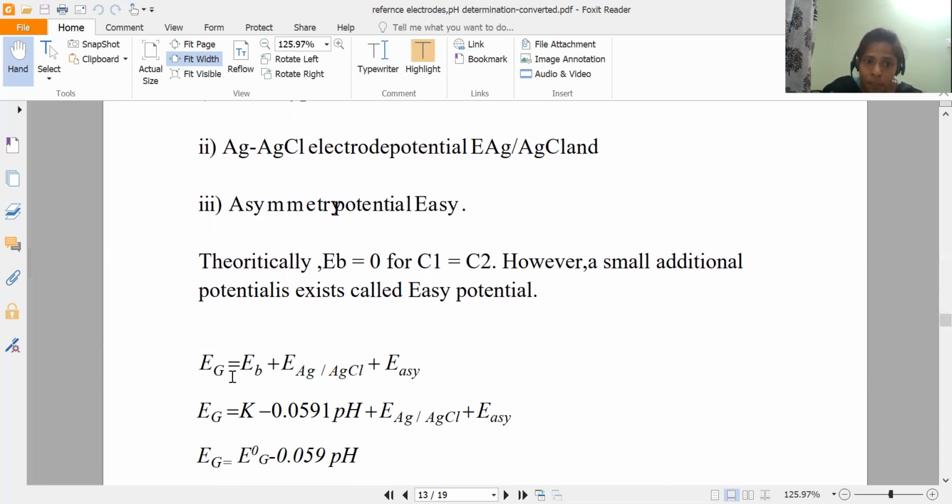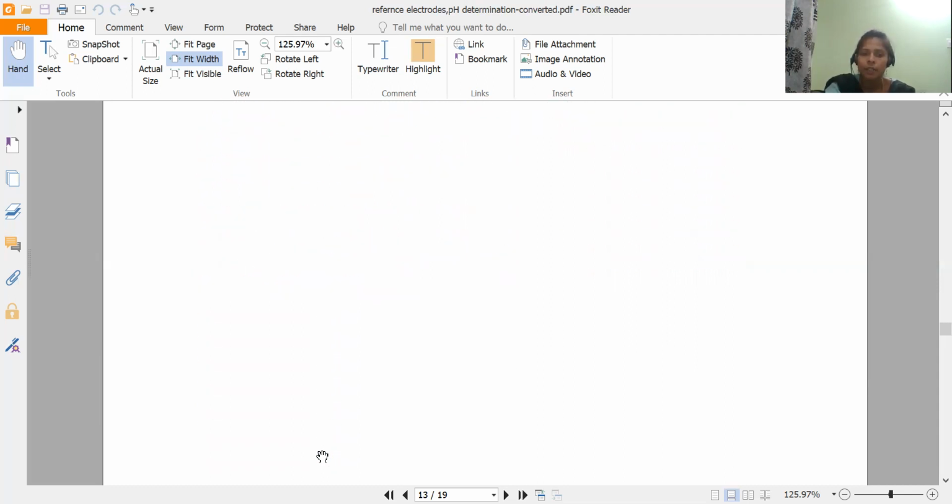But we know what EB is. EB is K minus 0.059 pH. That we have seen from the boundary potential. We can write K minus 0.059 pH plus EAg-AgCl plus E asymmetric. This K, Ag-AgCl and asymmetric can be written as E naught G. This is the glass electrode potential. By adding these three, we will get the glass electrode potential. E naught G minus 0.059 pH. This is the glass electrode potential. EG is equal to E naught G minus 0.059 pH. This is the final equation for the glass electrode.